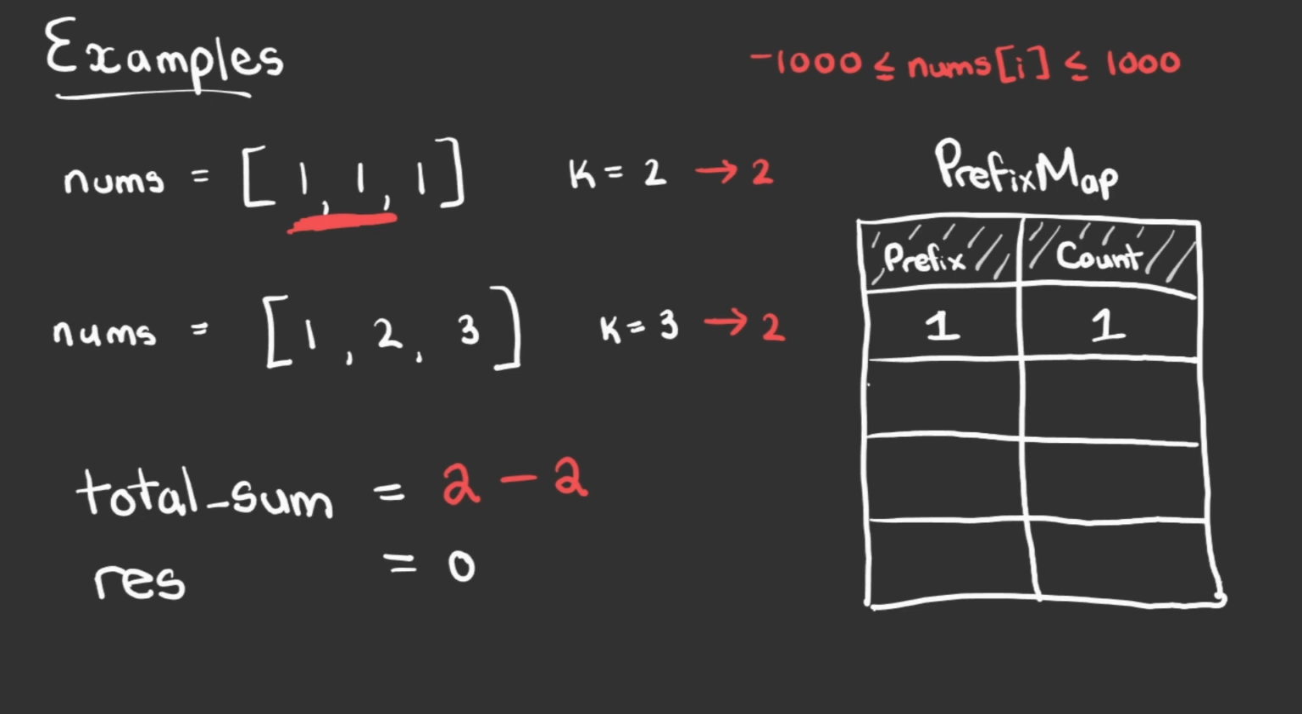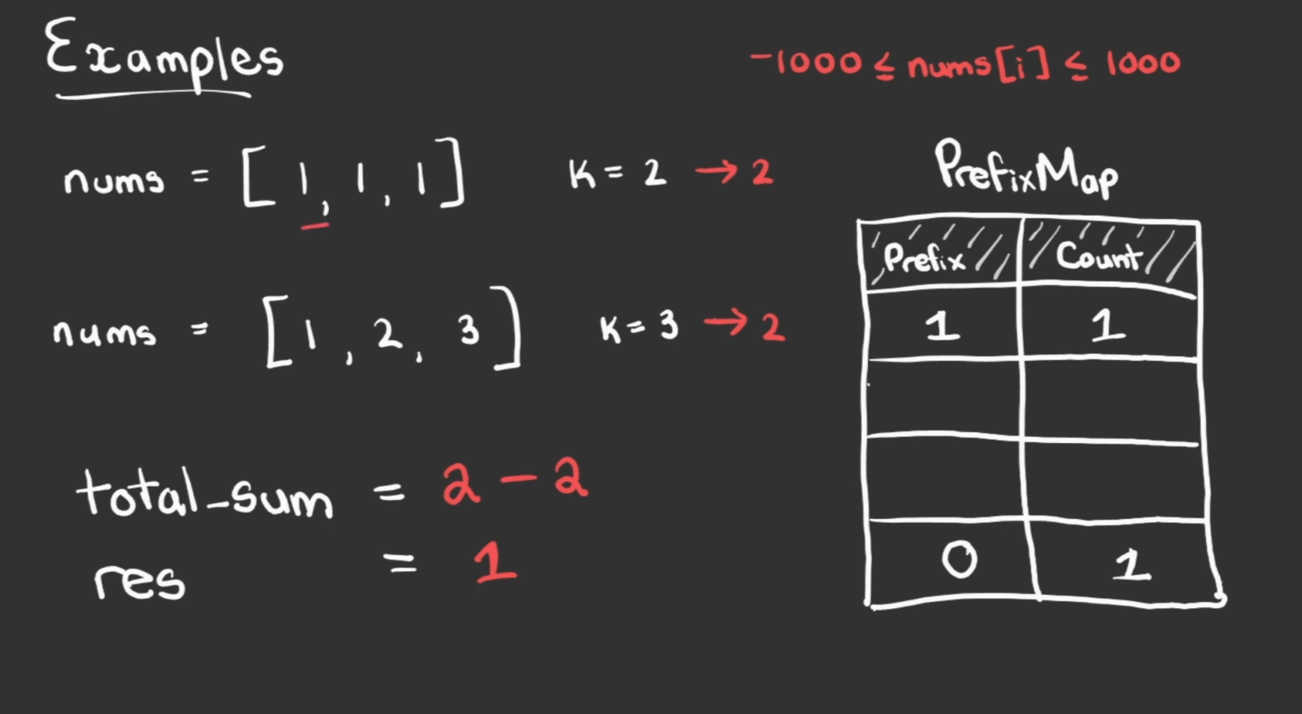So really what we have is already in the prefix map before we start, we want to have a prefix of 0 with a count of 1, since we can always remove the empty subarray from the current array that we're looking at. So we have that 2 minus 2 is equal to 0, and 0 is in the prefix map. So we take the count at 0 and add it to the result. Then we have a result of 1 thus far.